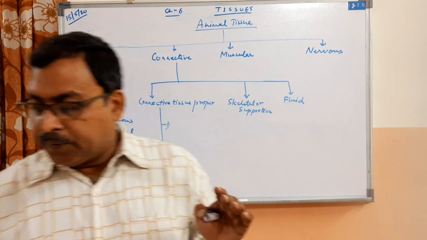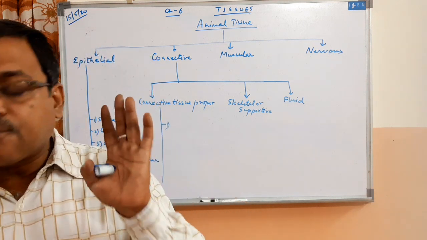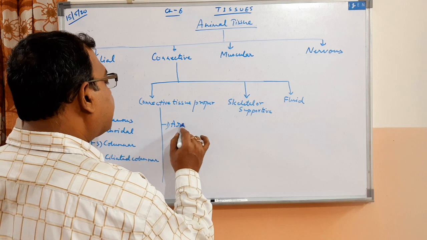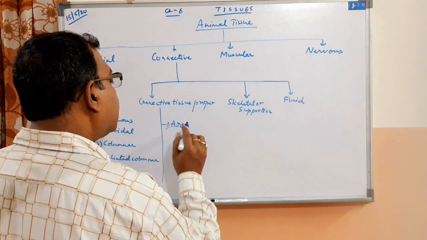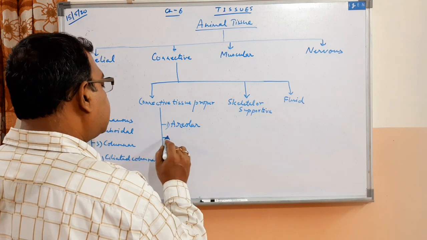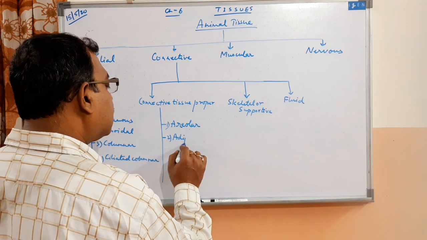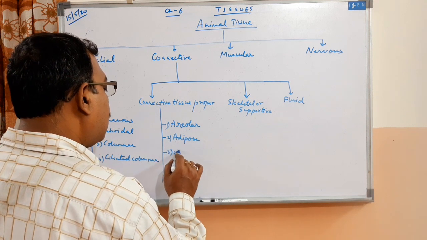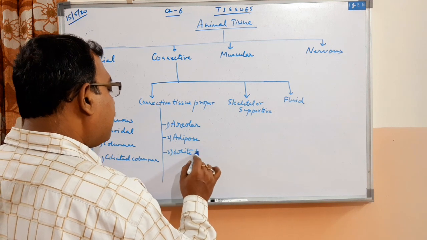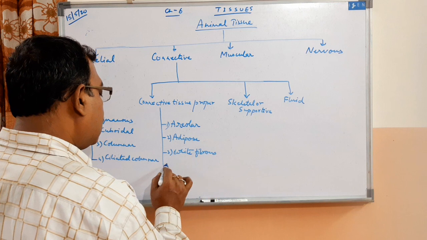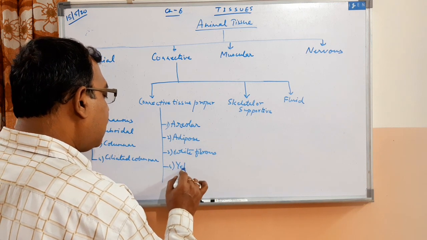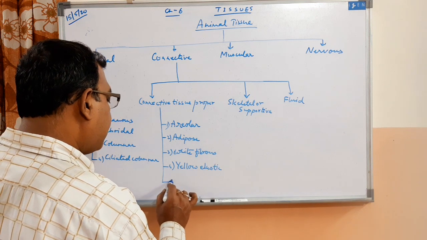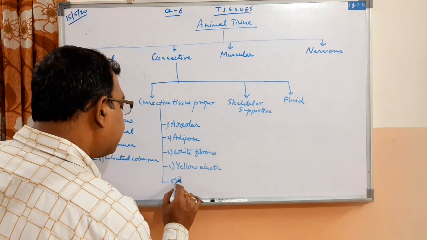Amongst connective tissue proper, there are 5 different types of tissue. First is areolar. Second is adipose. Third, white fibrous. Fourth, yellow elastic. And fifth, reticular.